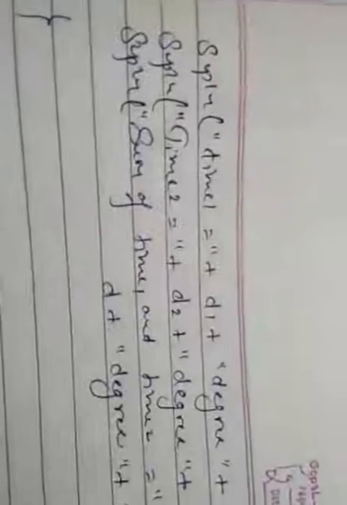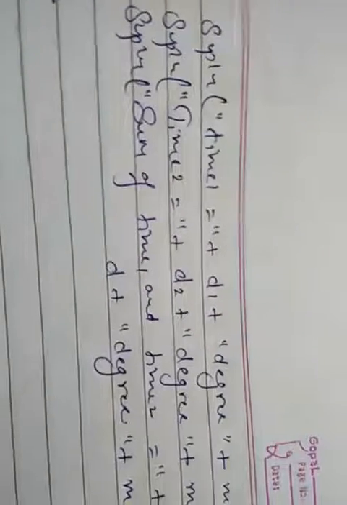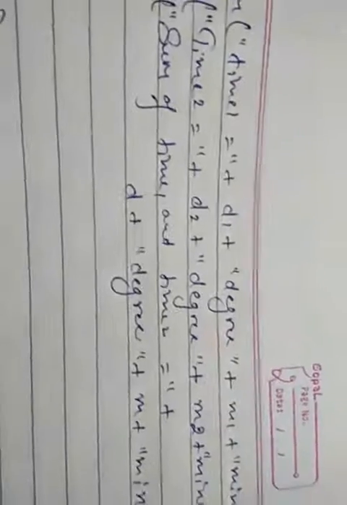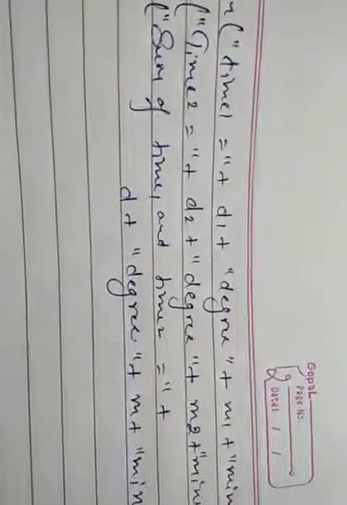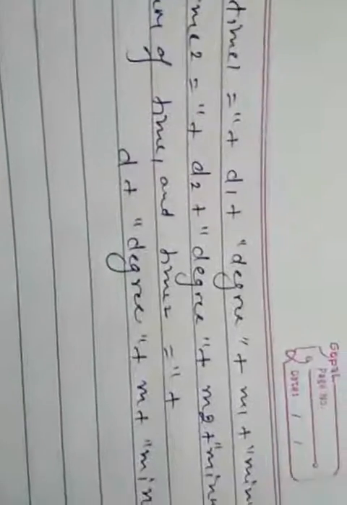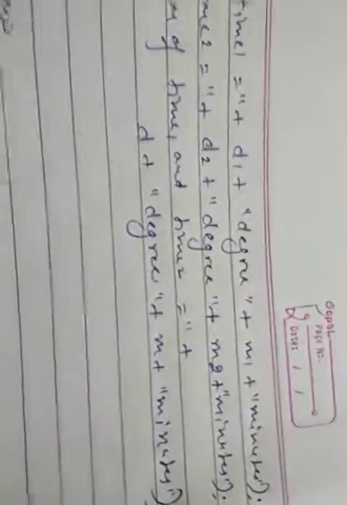Now here we are printing in the following format: time 1 equal d1 degree plus m1 minutes. So this is the format which is given in the question, and time 2 equal d2 degree plus m2 minutes, and the sum of time 1 and time 2 equal d degree plus m minutes.